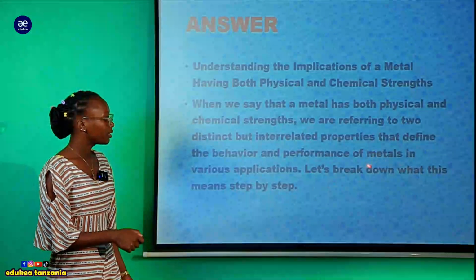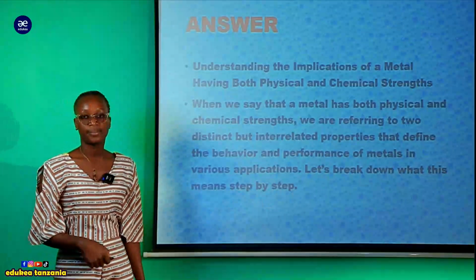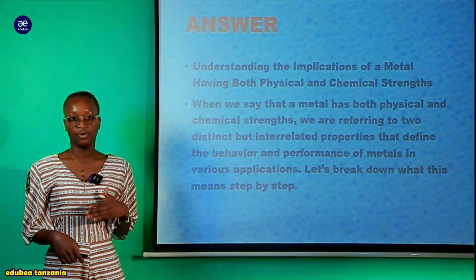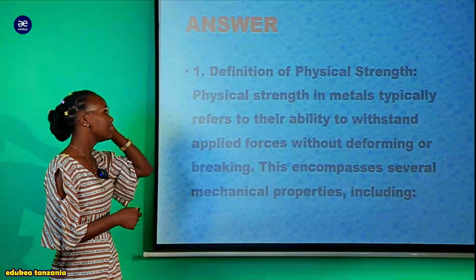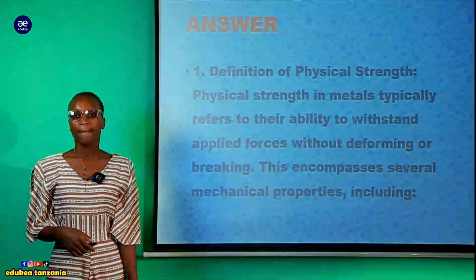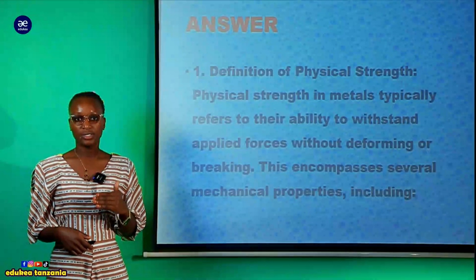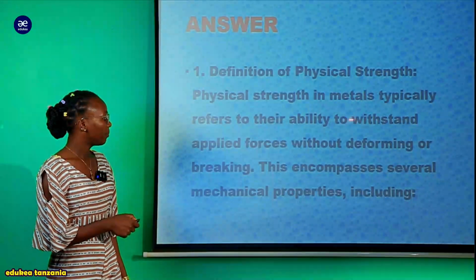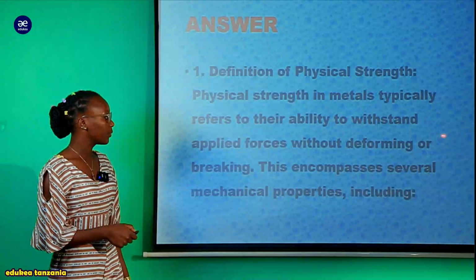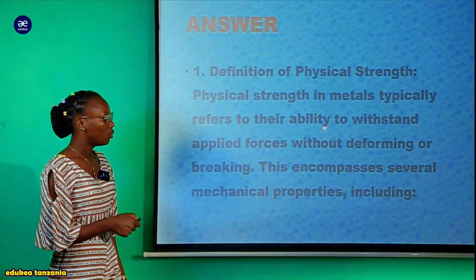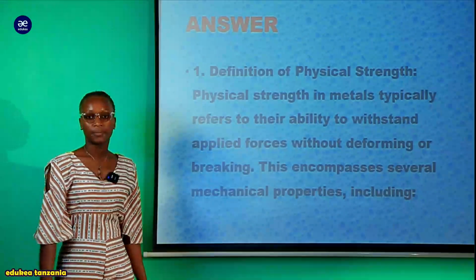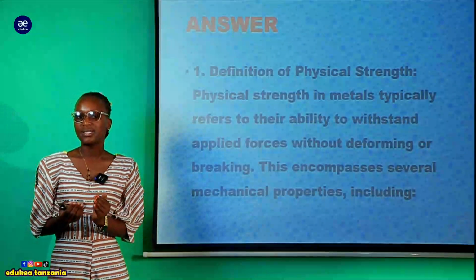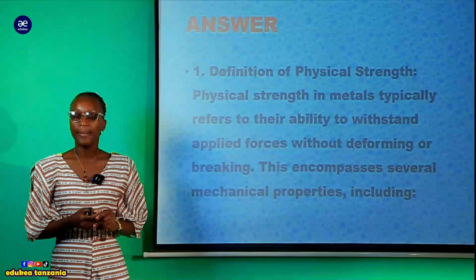Now let us break down what this means step by step. Sasa to simplify hii kwa kuanza na steps tofauti tofauti. The first step is the definition of physical strength. When we talk about physical strength in metals, we typically refer to their ability to withstand applied forces without deforming or breaking. Kwamba ile metal, je, ina ule uwezo, ina ile capacity ya kuresist any external forces ambazo zimekuwa applied pale.